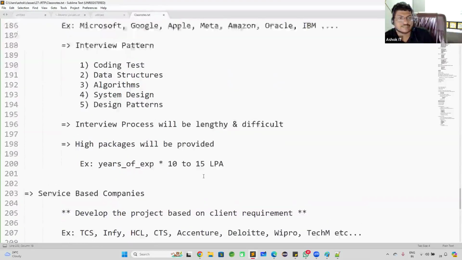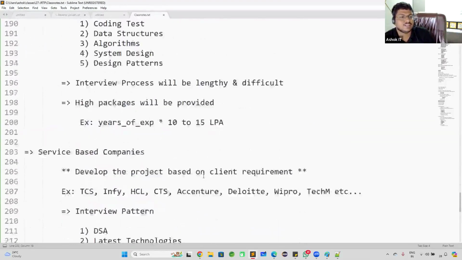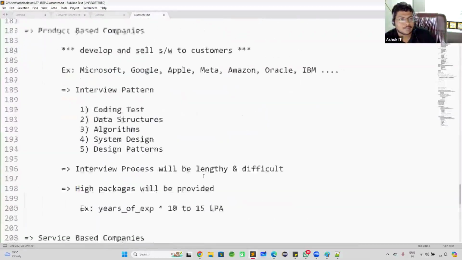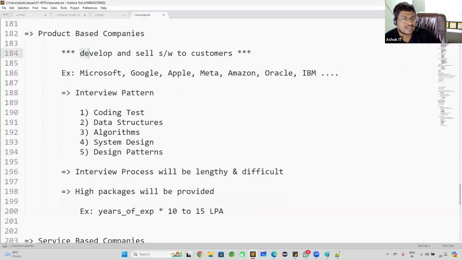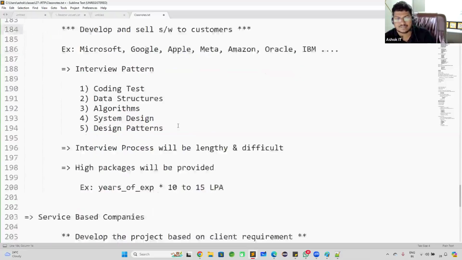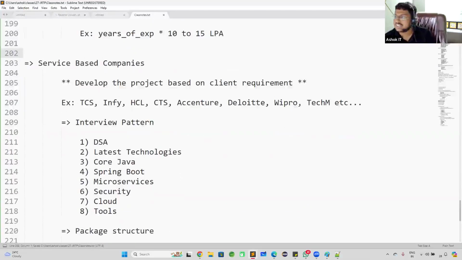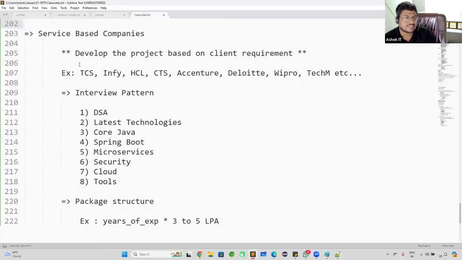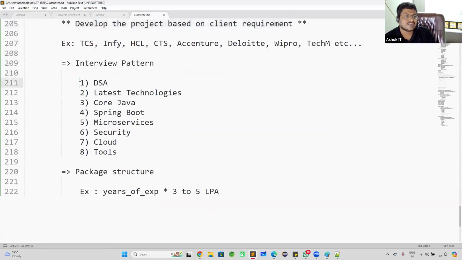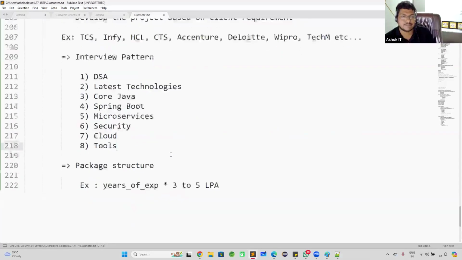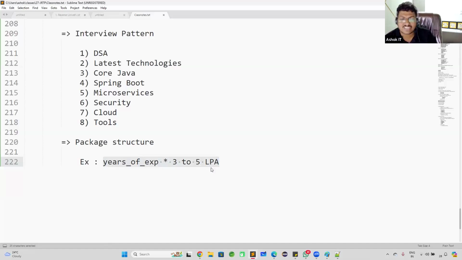Are you guys clear with my point? What is a product-based company and what is a service-based company? A product-based company will develop and sell the software to the customers. This is the interview pattern in the product-based companies, and this is the package structure in the product-based companies. And when you go for service-based companies, these people will develop the project based on the client requirement, and this is the interview pattern and the package structure in the service-based companies.